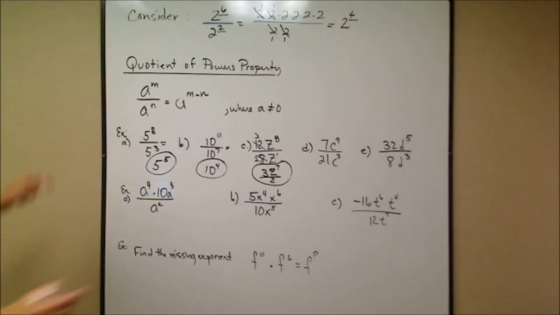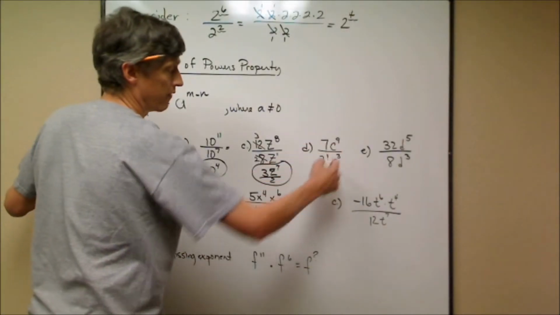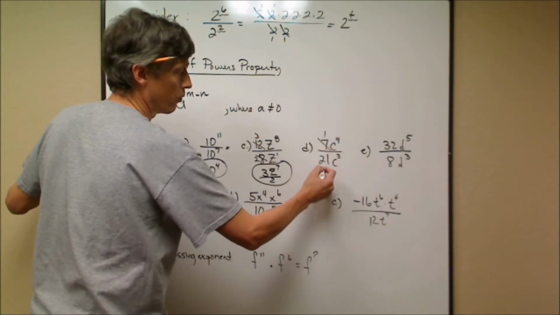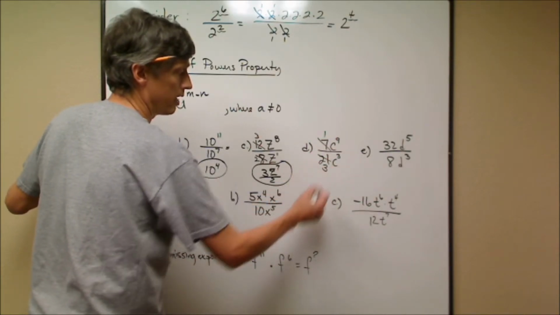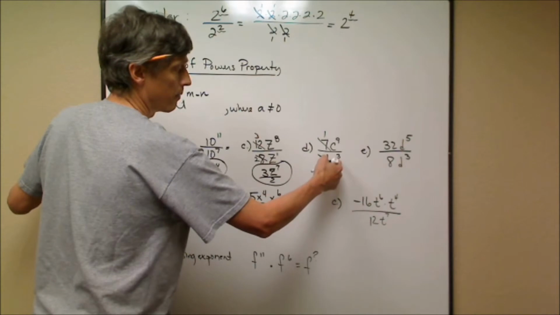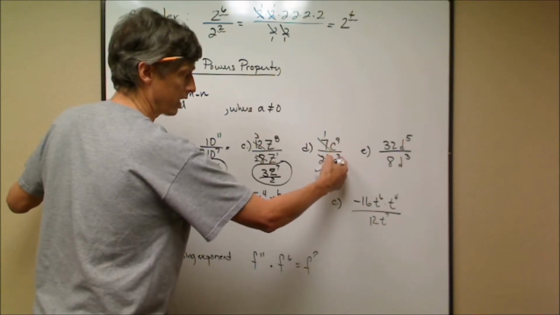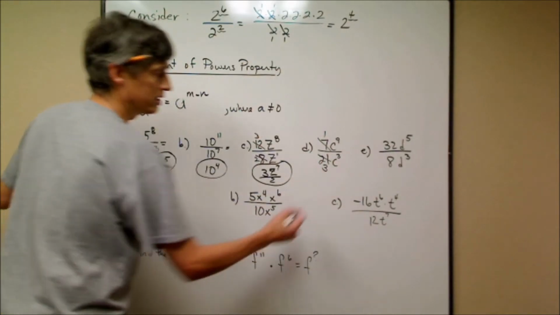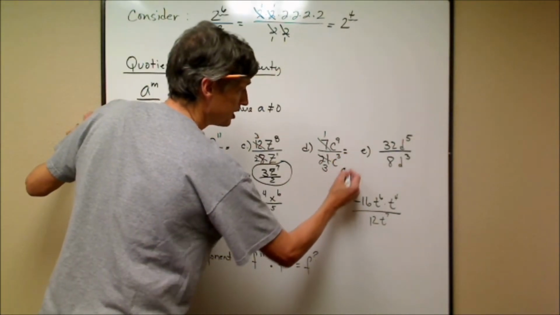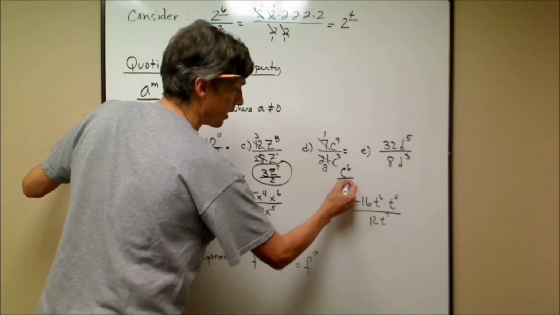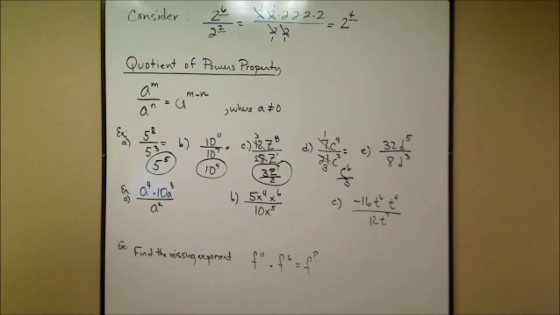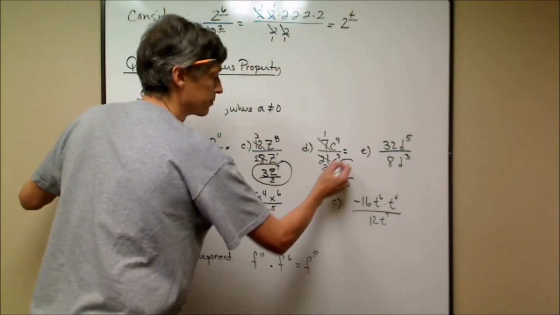Something very similar to that. I have coefficients, I have variables. 7 goes in the 7 once, 7 goes in the 21 3 times, so that's 1/3. But I have c to the 9th on top, c to the 3rd. They have the same base. You subtract the exponents. 9 minus 3 is 6. This is going to give me c to the 6 all over my denominator, which is a 3. And this is my answer right here.